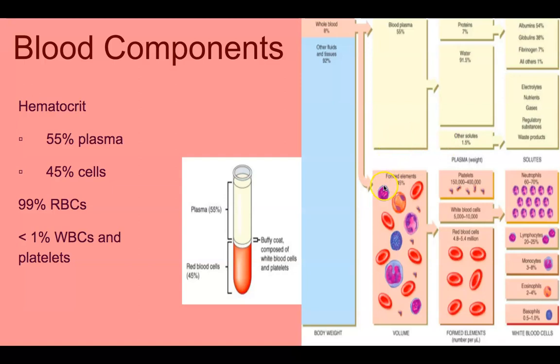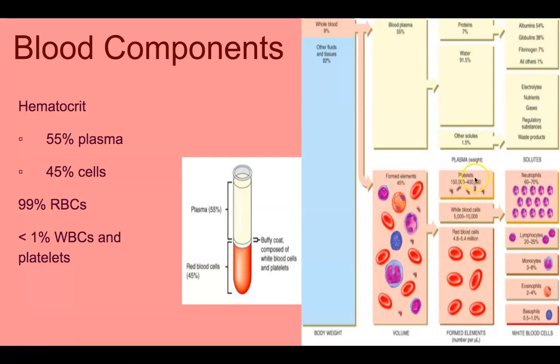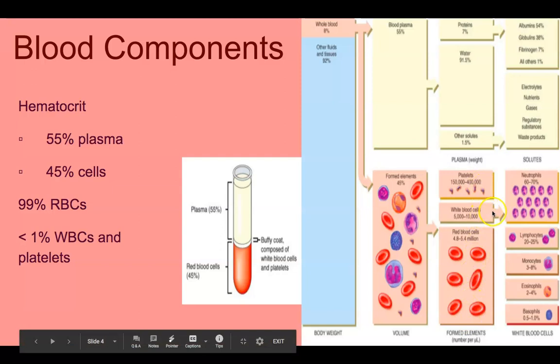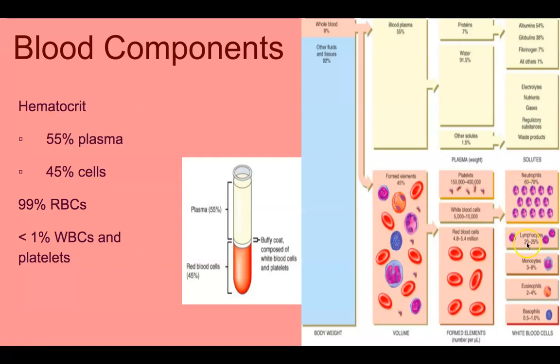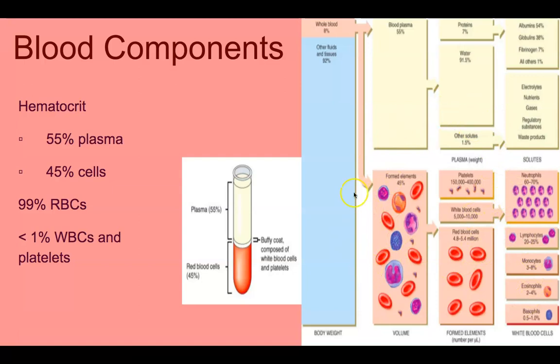Now if we talk of formed elements, then they are 45%. Red blood cells are around 4.8 to 5.4 million, white blood cells 5,000 to 10,000 in number, and platelets vary from 1,50,000 to 4 lakh. White blood cells may be neutrophils, that is 60 to 70%, lymphocytes 20-25%, monocytes 3 to 5%, eosinophils 2 to 4%, and basophils 0.5 to 1%. That is the whole component of the blood.